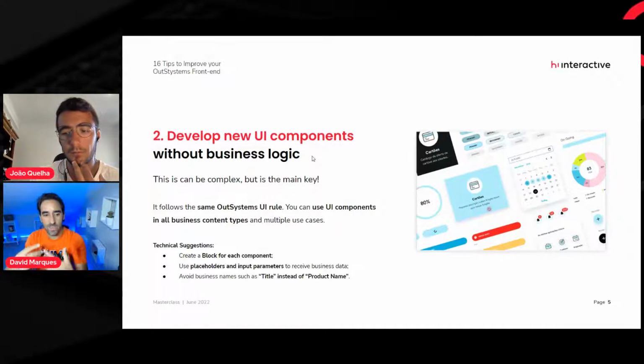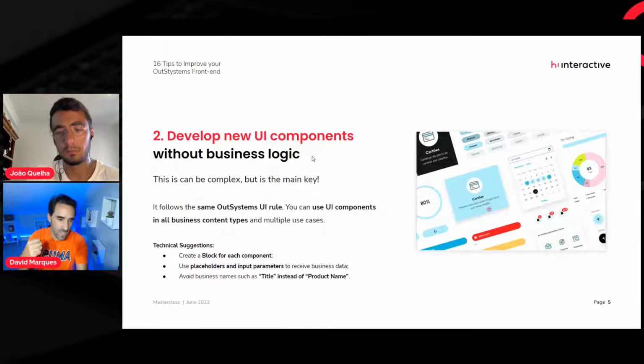But it's common to use a generic naming convention, such as title, because you can use your card, your component, to show a user profile, or a product summary, or a blog article. It can be the same component used in many different use cases, in many different business cases.